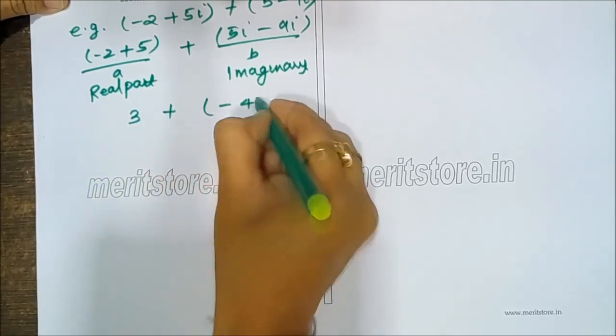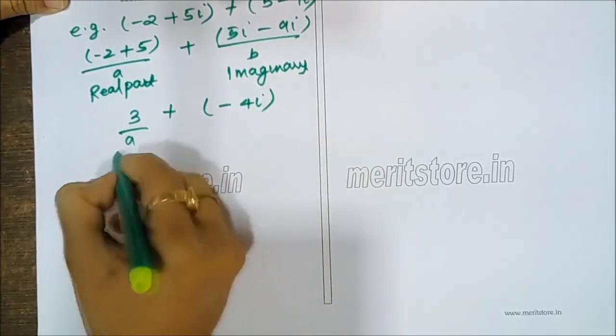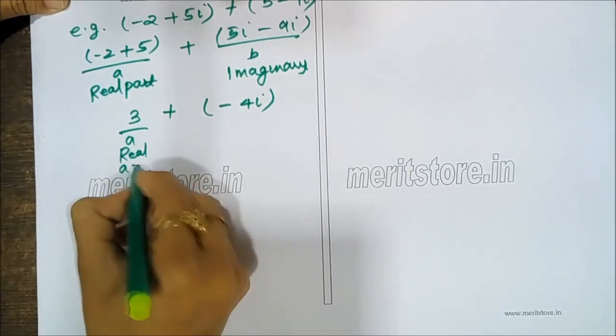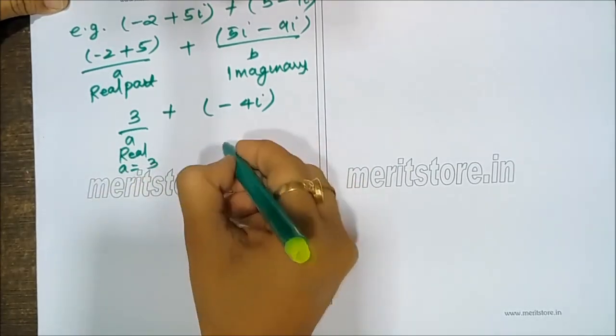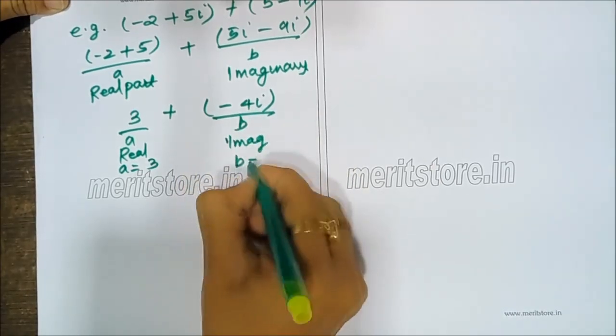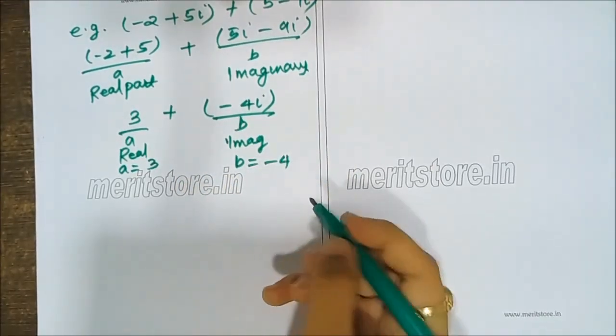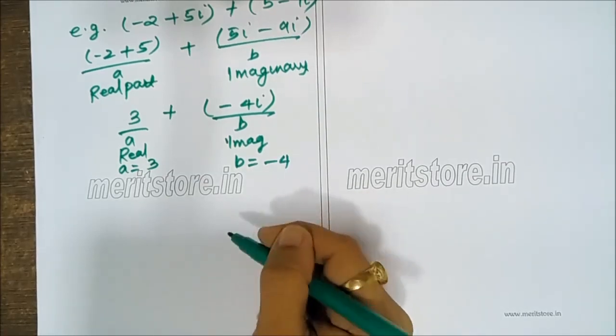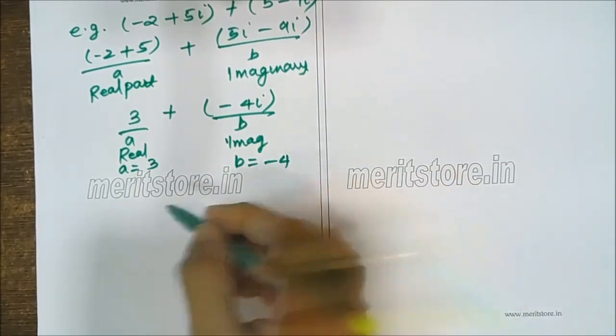Three plus minus 4i. So your a is 3 and b is minus 4. Okay.